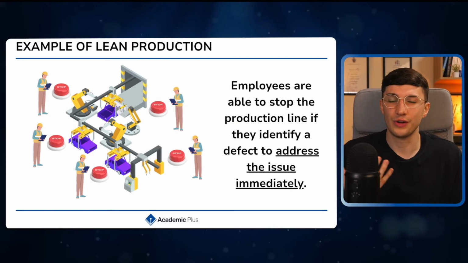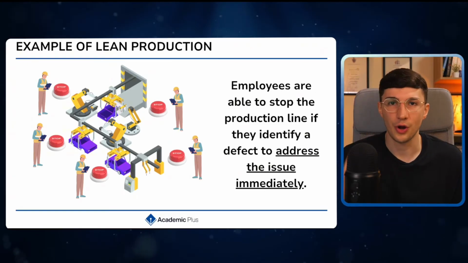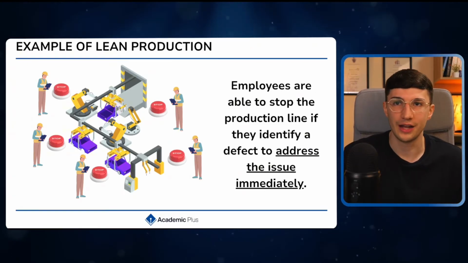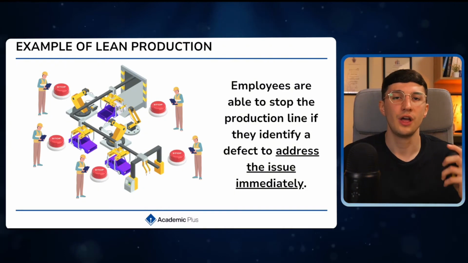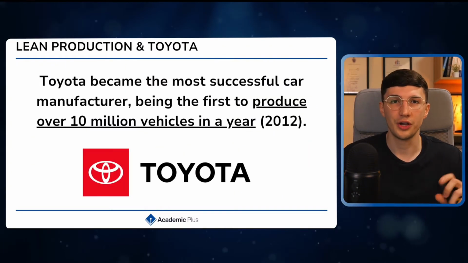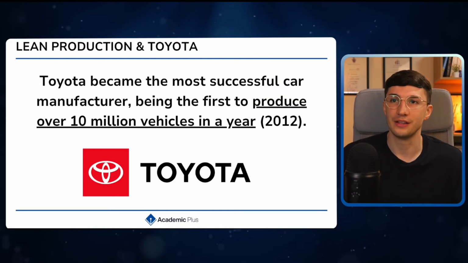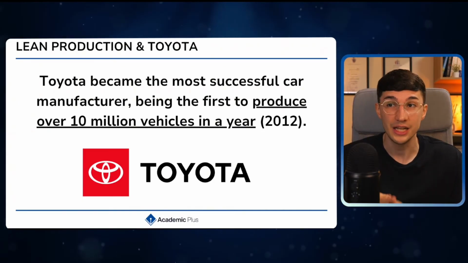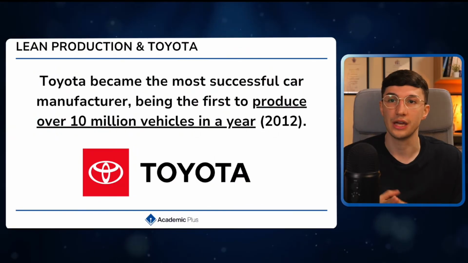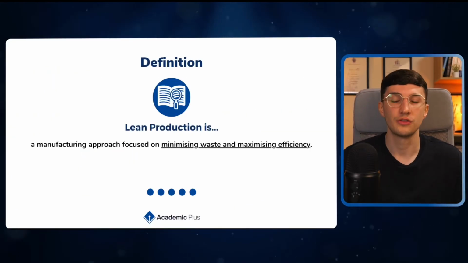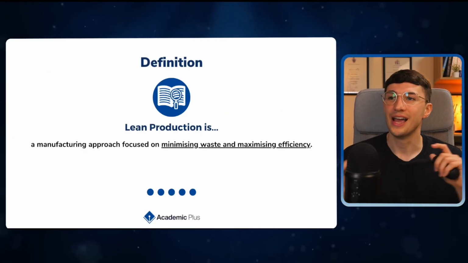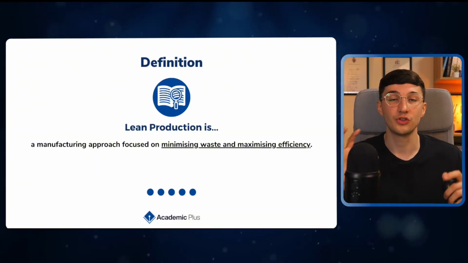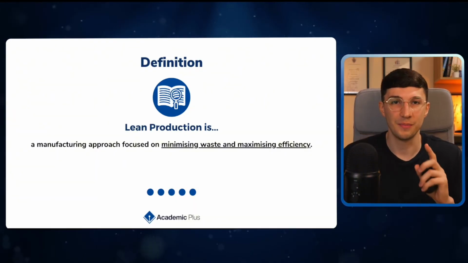This can seem like a really slow process because you're constantly stopping the production process, starting it again, stopping it, working on the issues. But over the long term, Toyota has had so much success from this. In fact, they became the first company to produce over 10 million vehicles in a single year, and that was back in 2012. So what is lean production all about? It's a manufacturing approach focused on minimizing waste and maximizing efficiency.